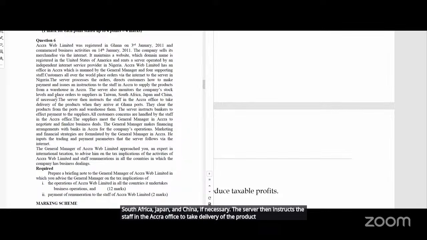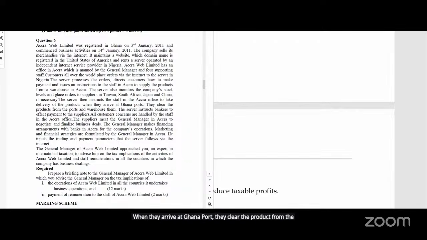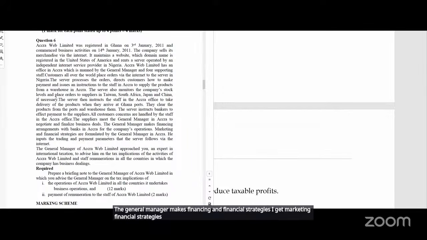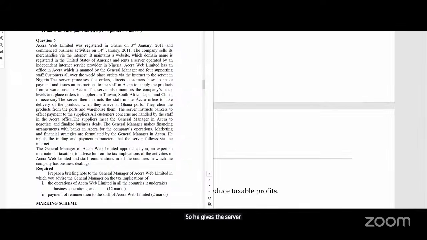When they arrive at Ghana port, they clear the product from the port and warehouse them. The server instructs bankers to effect payments to the suppliers. All customer concerns are handled by the staff in the Accra office. The suppliers meet the general manager in Accra to negotiate and finalize business deals. Marketing and financial strategies are formulated by the general manager, right? In Accra, he inputs the trading and payment parameters into the server. So he gives the server instructions, and the server now processes everything automatically.